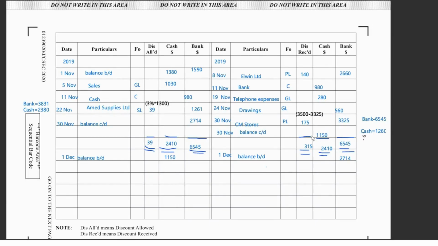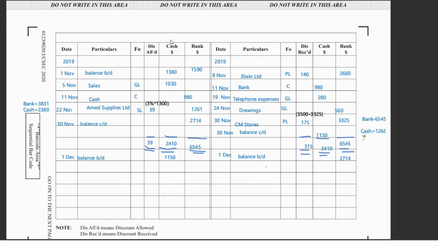So first step, let's total our discount allowed column. On the debit side, discount allowed column is $39. You total and you double underline. On the credit side, your discount is $140 plus $175, which should give you $315. If you put that in your calculator and you get something different, please comment below.